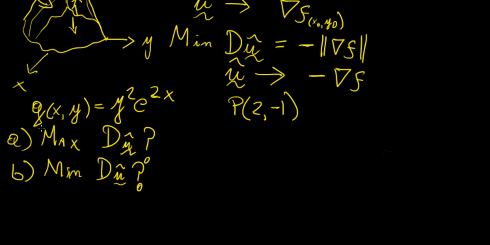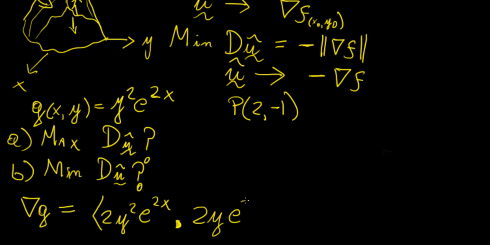So let's start off by finding the gradient vector of g. So we're going to construct the vector. The first component is going to be the partial derivative with respect to x, so that's 2 y squared e to the 2x. The second component is going to be the partial derivative of this with respect to y, so that's going to be 2y times e to the 2x. So that's our gradient vector constructed there.